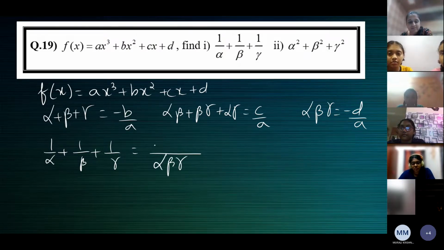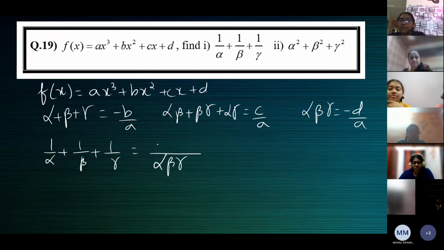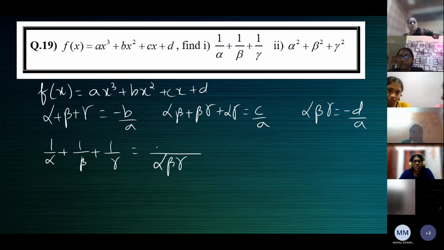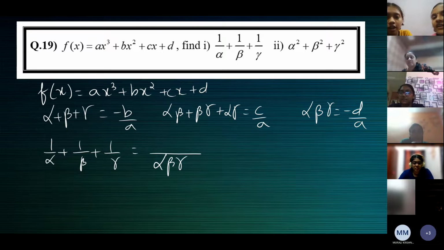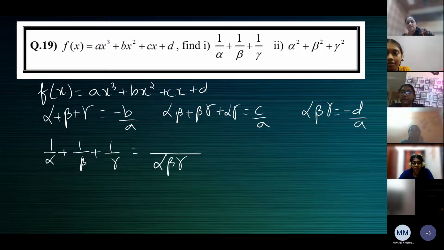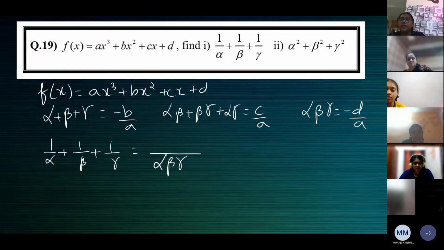So what is in the numerator here? Priyanka? One alpha, beta, gamma. No, alpha, beta, gamma is the common denominator. So what will happen in the numerator? I'm not asking you. The question is to Priyanka. 1 beta gamma plus 1 alpha gamma plus 1 alpha beta.